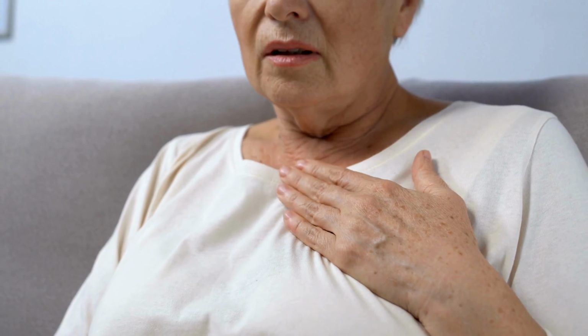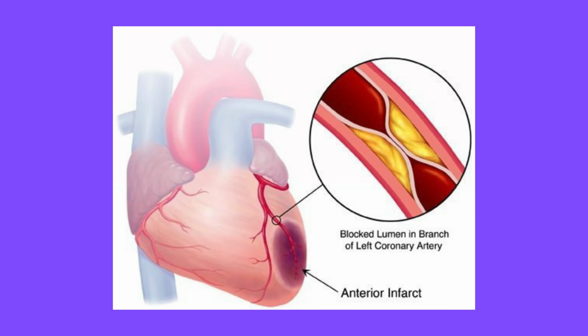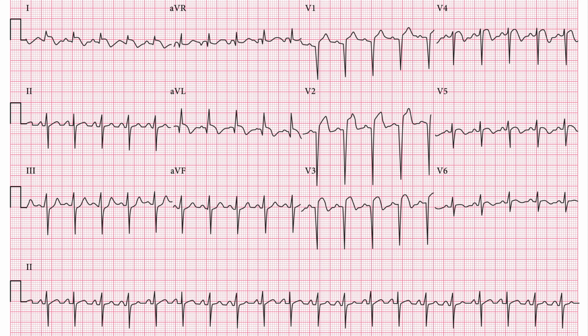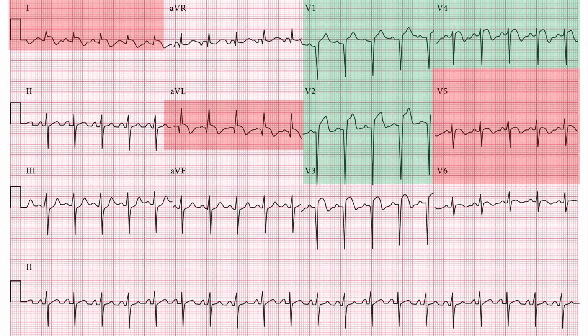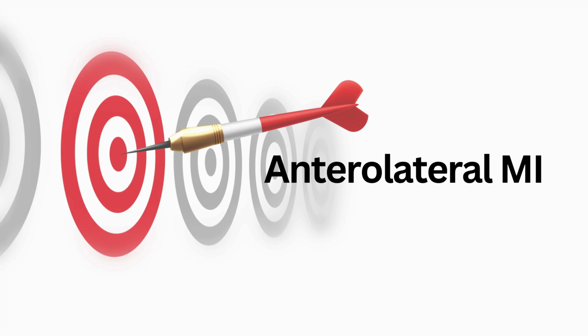Certain myocardial infarctions have the potential to impact multiple regions of the heart simultaneously. Take a moment to analyze this ECG and see if you can tell what areas this MI has affected. If you noticed ST elevations in leads V1 through V4, as well as leads 1, AVL, V5, and V6, you hit the mark and have just diagnosed your first anterolateral wall MI.